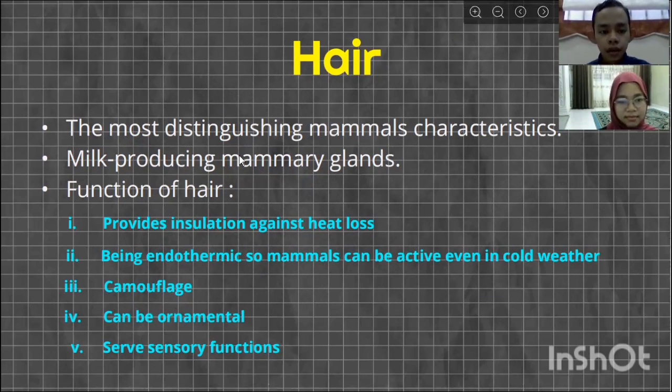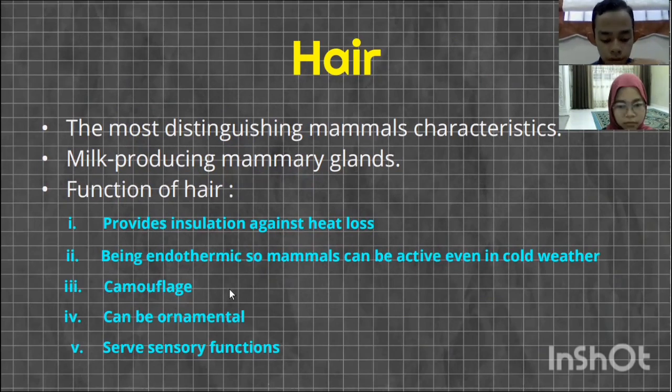So hair has some functions for mammals. First one, it provides insulation against heat loss, so the mammals can be active even in cold weather because they become endothermic. For example, in North Pole, we have polar bear. So their hair will keep their heat and keep their body warm.